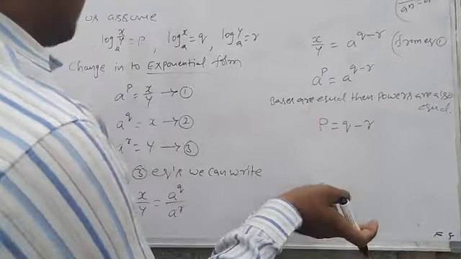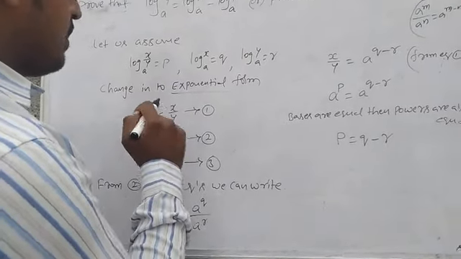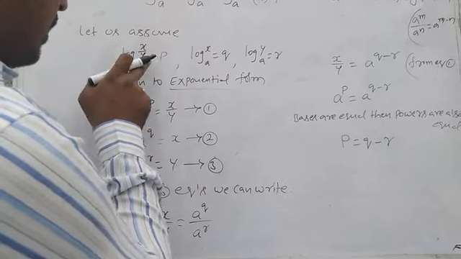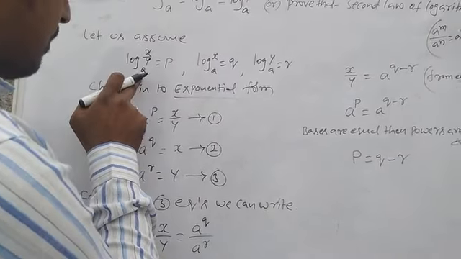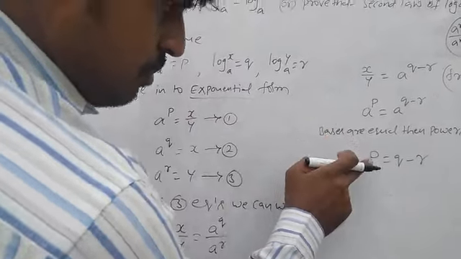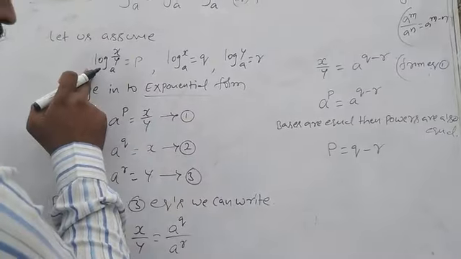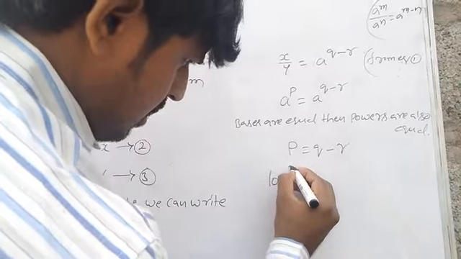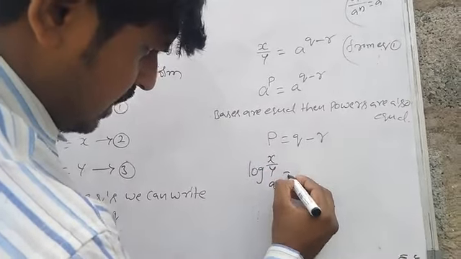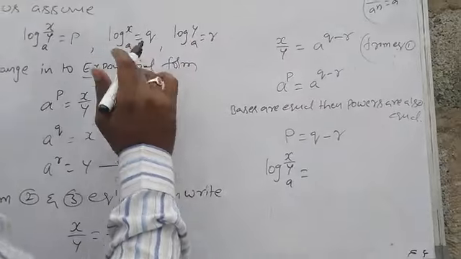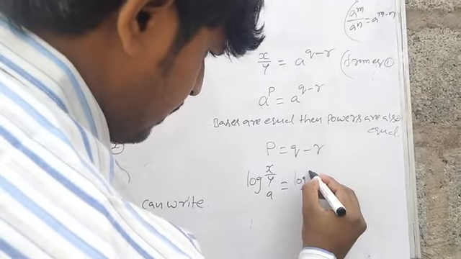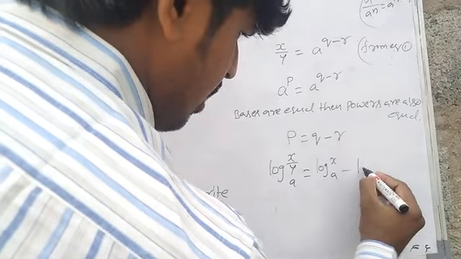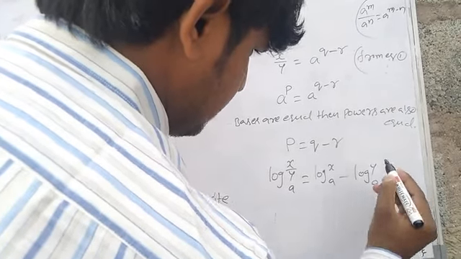If you observe, change into logarithmic form. What is the logarithmic form? Log of x by y to the base a is equal to p. The p place value is log of x by y to the base a. Log of x by y to the base a is equal to, what is the q place value? Log of x to the base a minus, same as this. What is the r place value? Log of y to the base a.